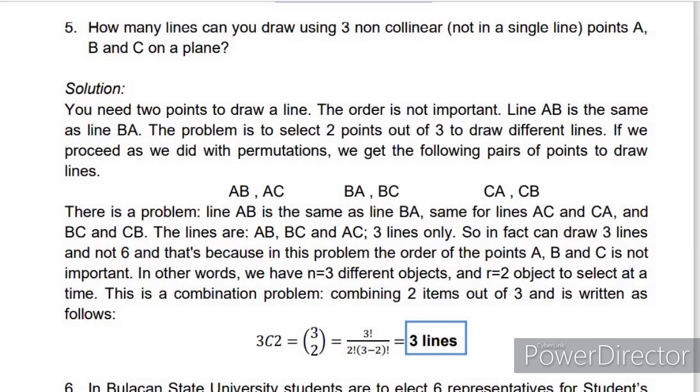This is a combination problem. So combining two items out of 3, and it's written as follows. So we will just use the formula of combination. So 3 is equal to n in our formula, 3 combination 2, and 2 is equal to r in our formula. Is equal to 3 factorial over 2 factorial multiplied by the factorial of 3 minus 2. So it's equal to 3. So we can draw 3 lines. So 3 lines is the answer.